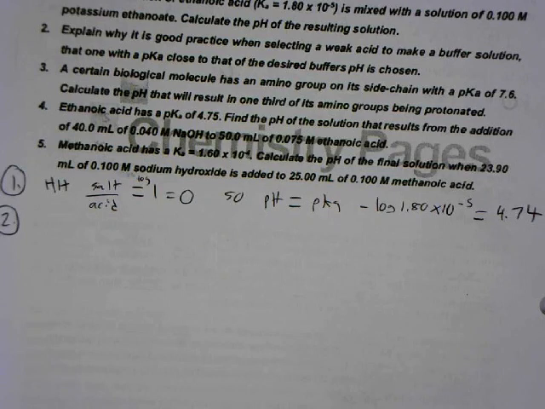Number 2: explain why it's a good practice when selecting a weak acid to make a buffer solution that one with a pKa close to that of the desired buffer's pH is chosen. Why do you want to have one close? Why would that be important? Great question. So the pH doesn't change as much.